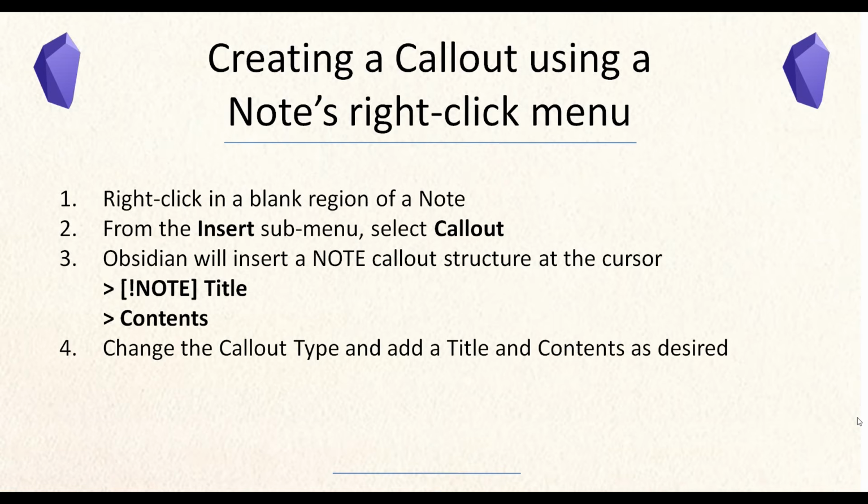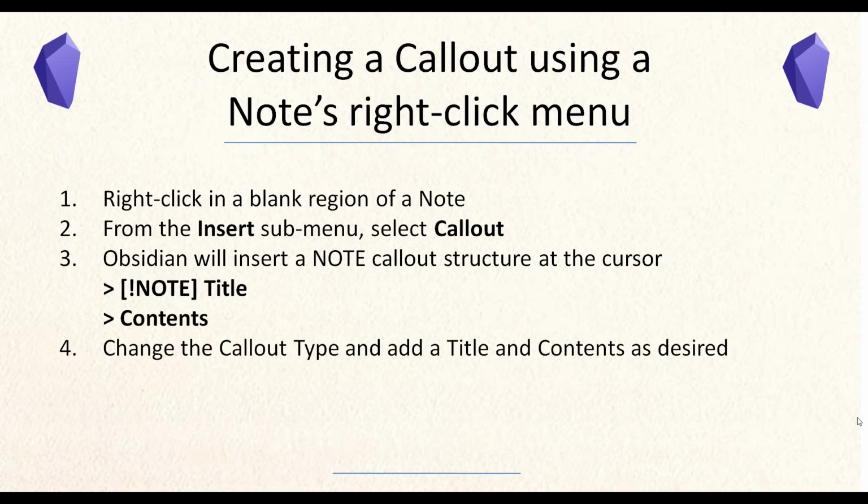Well, anyway, one of the many, many things you can create with the right-click menu is a callout. So the way to do it is right-click in a blank region of a note. From the Insert submenu, select Callout. Obsidian will then insert a note callout type at the cursor. In other words, just as it did with the command palette. It always uses the note type as the default. And then again, as we saw before, you go ahead and change that type if you want to change it and add whatever title and content you desire.